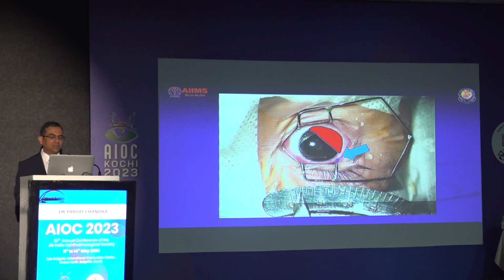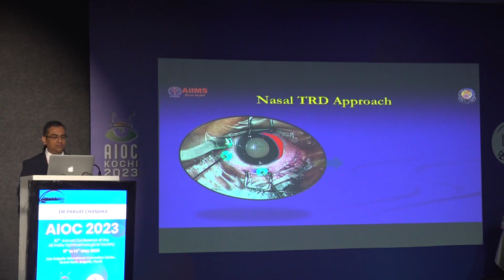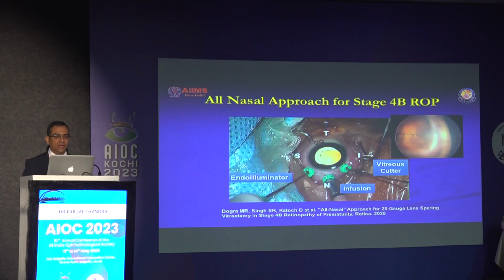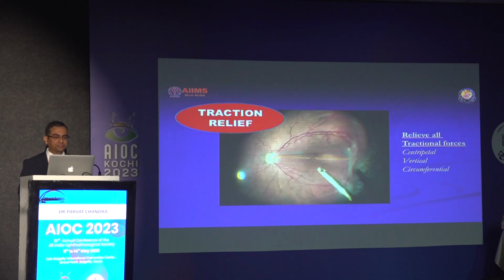Just to show you, suppose there's a big TRD there, this is a GV paint I've marked, and the TRD is there, you can rotate the eye, and then you can almost make it straight. How much you can rotate the eye depends on how big the TRD is, but this way you can sit superiorly itself and avoid the whole thing. And of course Dr. Dogra and Simmer are here, and they have described this all nasal approach. So if it's absolutely nasal, then you can try to sit temporally or nasally and do this from the other quadrant, just like you do a cataract surgery.